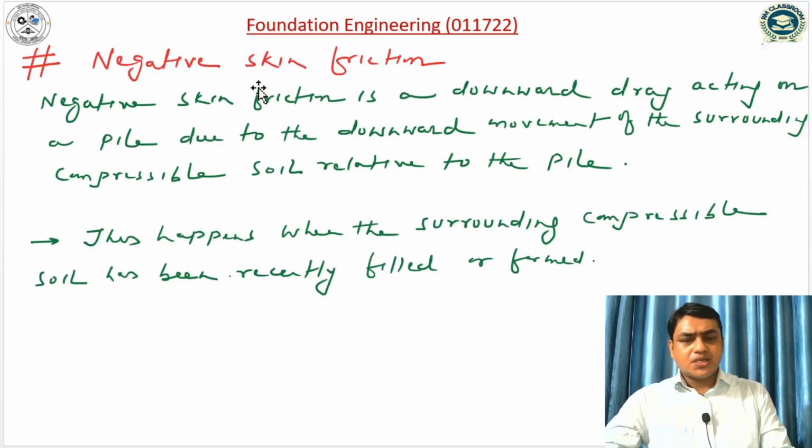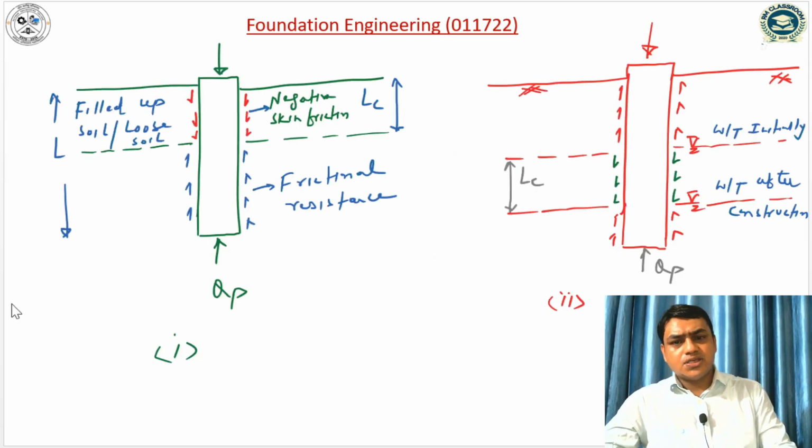Now I am going to discuss the negative skin friction. So what is negative skin friction? Negative skin friction is a downward drag acting on a pile due to the downward movement of the surrounding compressible soil relative to the pile. And this happens when the compressible soil has been recently filled or formed, or due to the lowering of the water table. So here we can see that this is the recently filled loose soil. So in this case, if I install the pile.